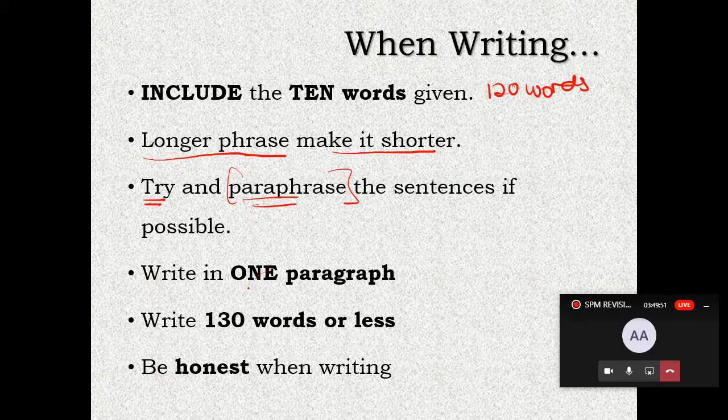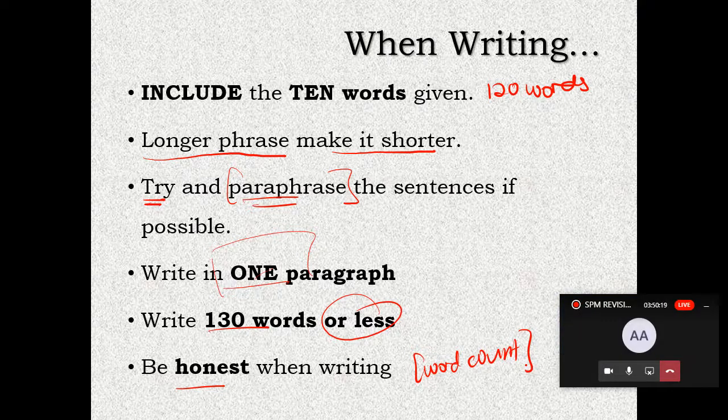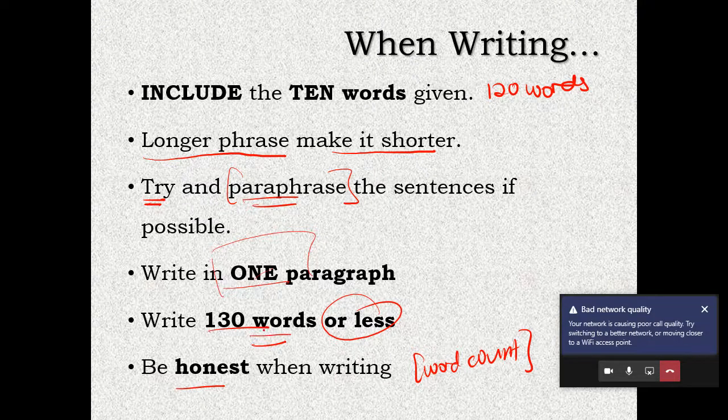Write it in one paragraph, okay? Not in two paragraphs or not in a sentence. Write in one paragraph where your first sentence is indented, not starting at the margin. So use indented like a paragraph. Write 130 words or less. Please, please, please be honest when you're writing, especially your word count. Don't say you have 130 words and when they count it's 140 words. Then you are in for trouble. So make sure you maintain 130 words.